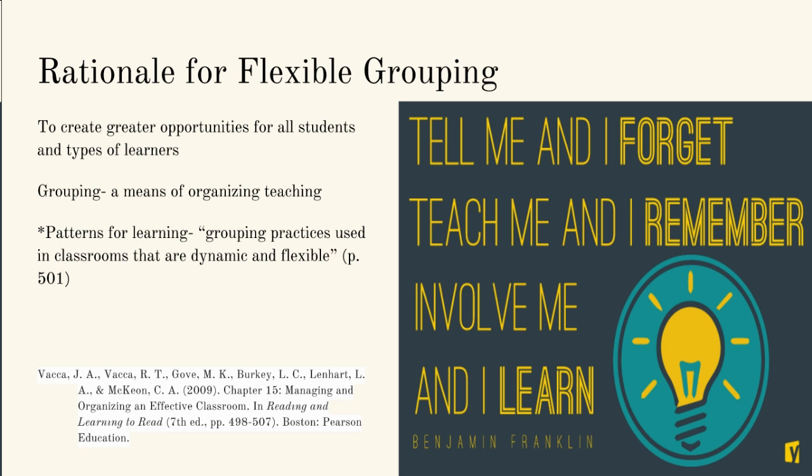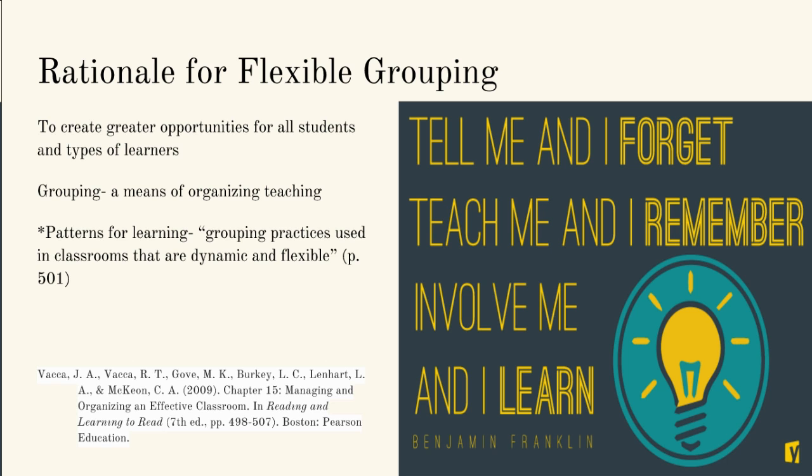Authors of Reading and Learning to Read describe the rationale for flexible grouping by explaining that the practice of creating groups of various sizes, abilities, and interests has been implemented since the 1920s. Throughout the years, however, students' abilities have been tracked, limiting opportunities especially for students from minority and low socioeconomic backgrounds as they were placed in remedial programs. The rationale here is to create greater opportunities for all students and types of learners.